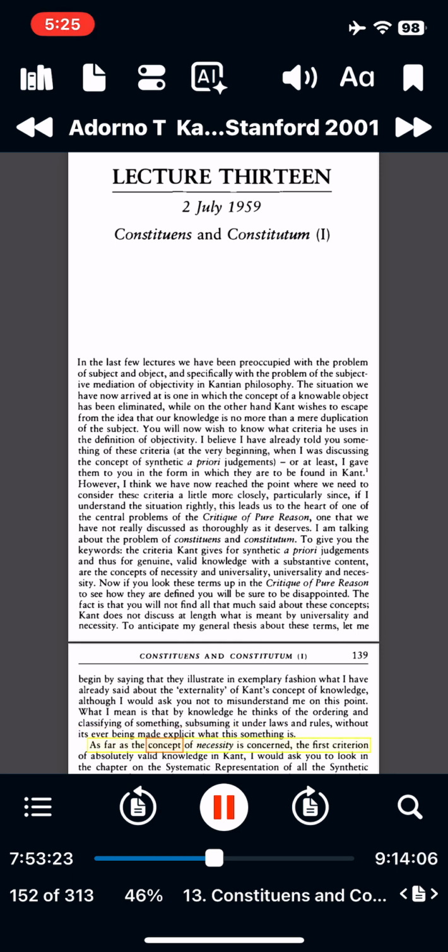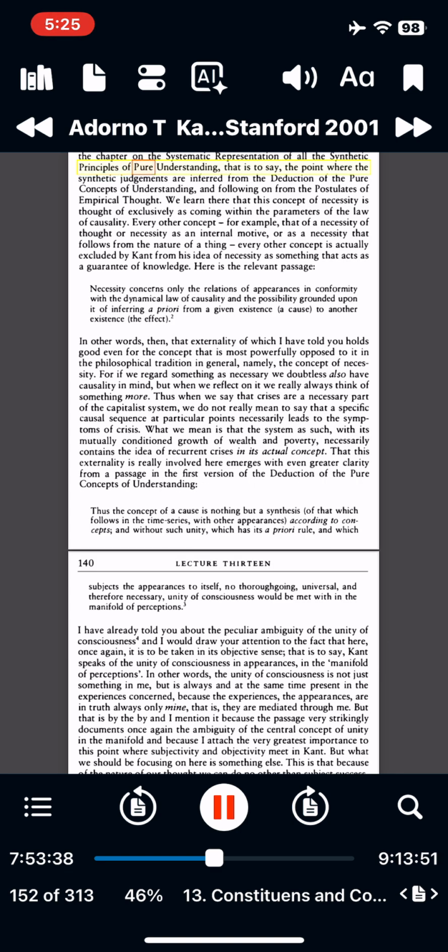As far as the concept of necessity is concerned, the first criterion of absolutely valid knowledge in Kant, I would ask you to look in the chapter on the systematic representation of all the synthetic principles of pure understanding, that is to say, the point where the synthetic judgments are inferred from the deduction of the pure concepts of understanding, and following on from the postulates of empirical thought. We learn there that this concept of necessity is thought of exclusively as coming within the parameters of the law of causality.